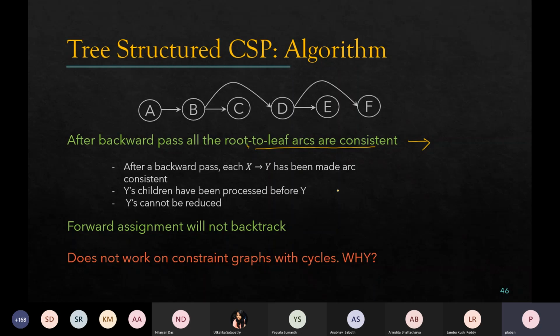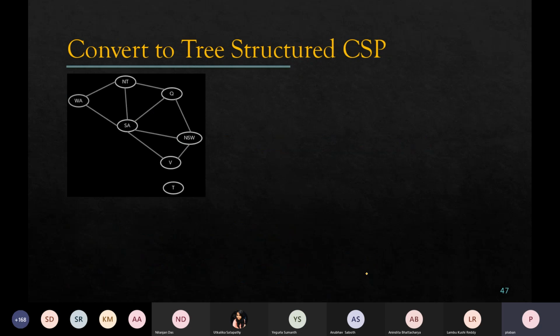This works for tree structured graphs, but it does not work for graphs that have cycles. You should give some thought to why this is so. The bottom line is that tree structured CSPs are very good. But again, as we have talked about dividing problems into subproblems, these tree structured CSPs are not common either, right?